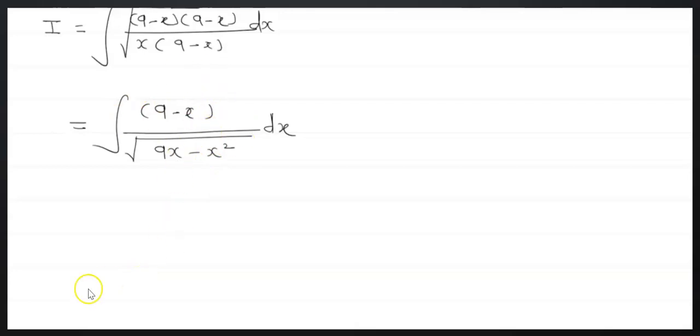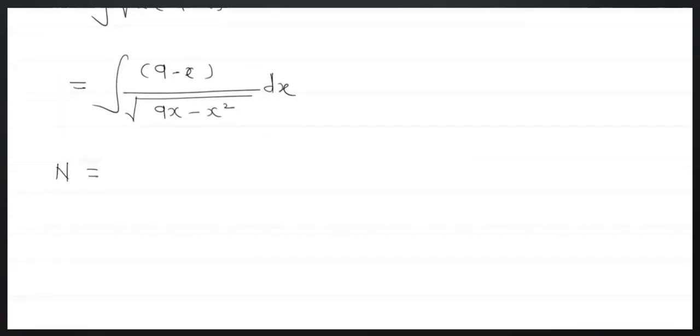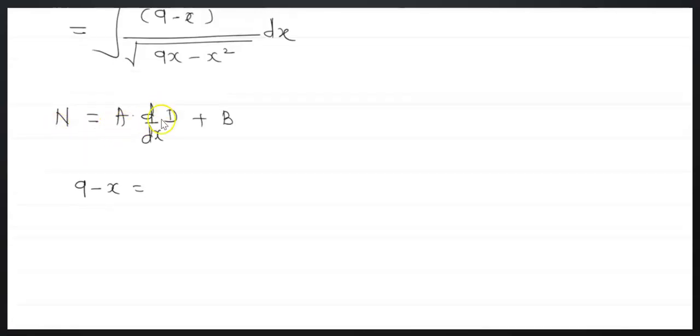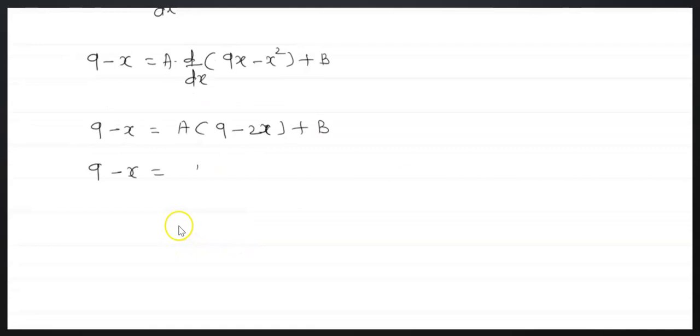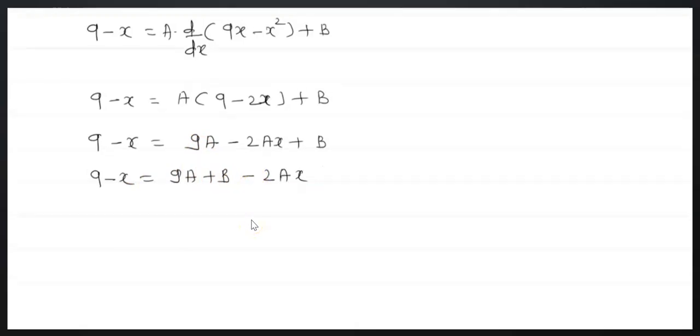This is our numerator again. Numerator is equals to a into derivative of the denominator plus b. Therefore 9 minus x is equals to a into d/dx of the denominator, which is 9x minus x square, plus b. The derivative is 9 minus 2x plus b. Equate the coefficient of x and the constant. 9 minus x equals 9a minus 2ax plus b. That is 9a plus b minus 2ax.